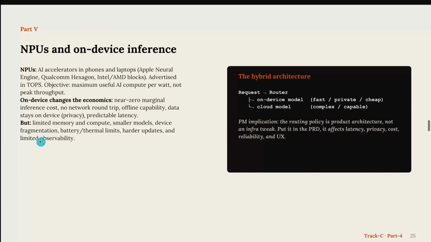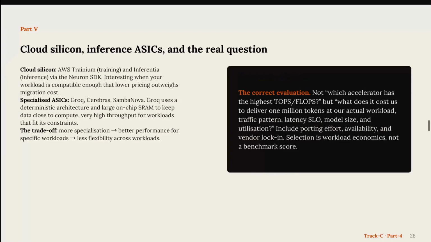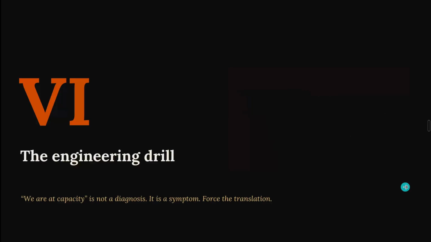Cloud Silicon Inference ASICs, which are application specific integrated circuits, are there in the market, but primarily for specific use cases. So the more specialization you have, and you need better performance for specific workloads, then you go for these inference ASICs. The challenge is it has less flexibility across workloads, so these are built for very specific types of workloads, and this could really help them.